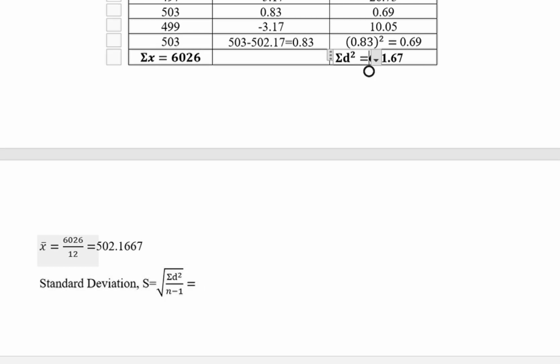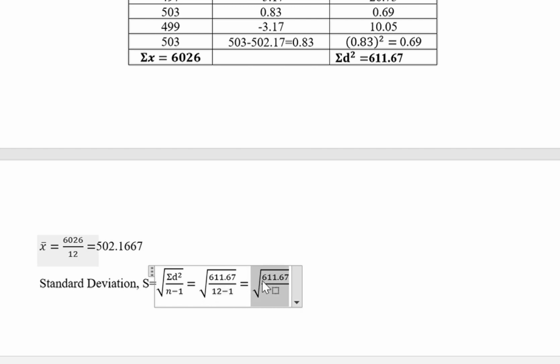And if you do that, our summation d squared here is this one, 611.67. That's what will be on the numerator side. On the denominator side, we shall have 12 minus 1, and that gives us 11. So that will simplify to the square root of 611.67 over 11. And that one, if you simplify, you get 7.46. This is the standard deviation. Remember, this is the variance, and we get standard deviation from the variance by getting the square root.